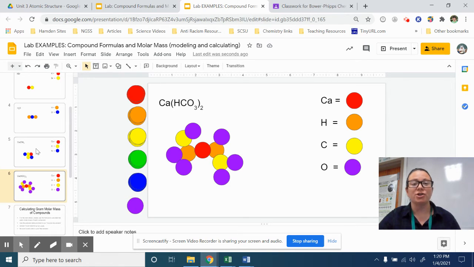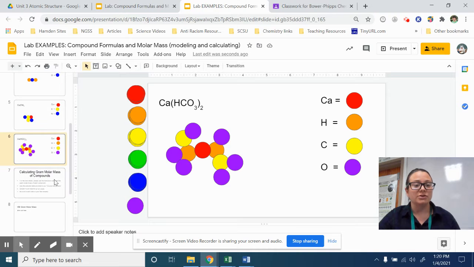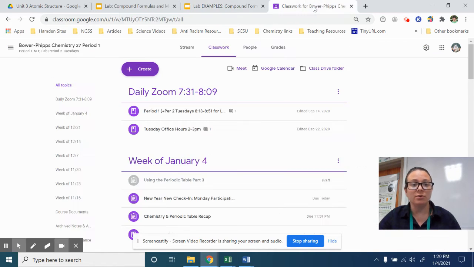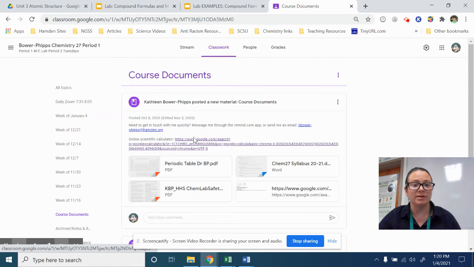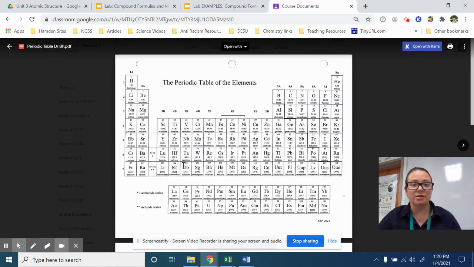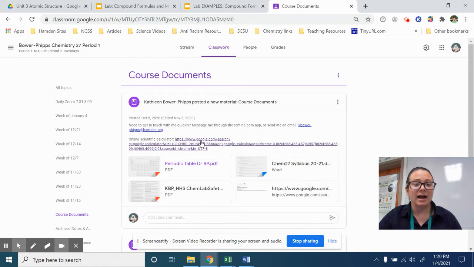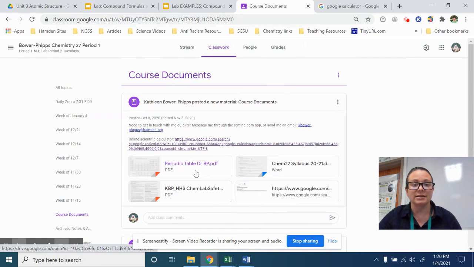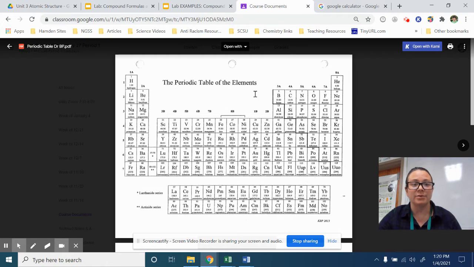For the calculating part, you're going to need your periodic table. So calculating the gram molar mass, you're going to need your periodic table, which you can find under your course documents, right? You can scroll down here, here are your course documents. Here's our periodic table that we can use. You also are going to need a calculator. So I'm going to use the online calculator here so that you can all access the same one. So in my other tabs, I have the periodic table and my calculator available.